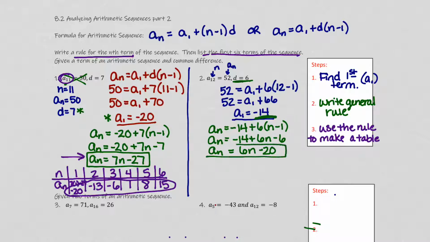All right, and at this point, if you wanted to check to make sure that works, you could plug in 12 for n and make sure you get 52. And you do in this case.